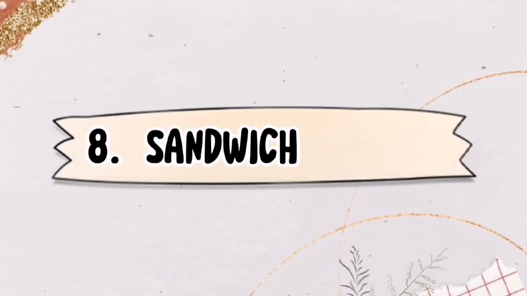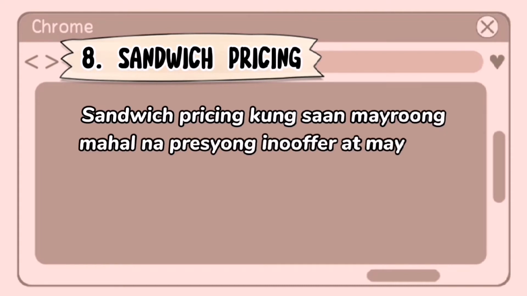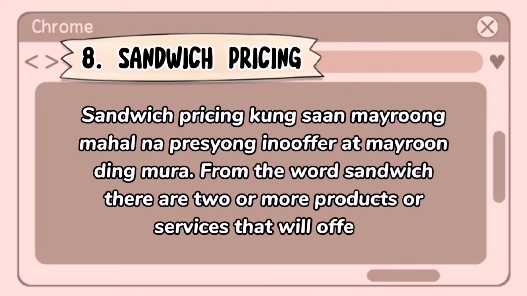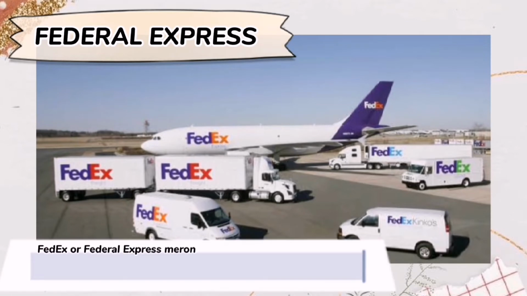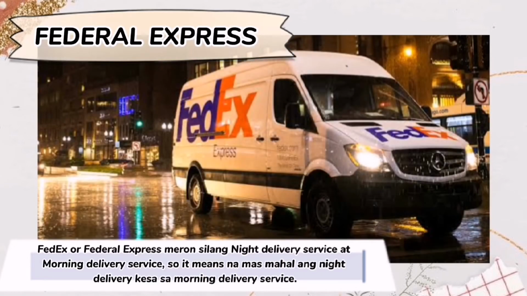Number 8. Sandwich pricing, kung saan mayroong mahal na presyong in-offer at mayroon ding mura. From the word sandwich, there are 2 or more products or services that will be offered. Example, FedEx or Federal Express. Meron silang night delivery service at morning delivery service. So it means na mas mahal ang night delivery kaysa sa morning delivery service.